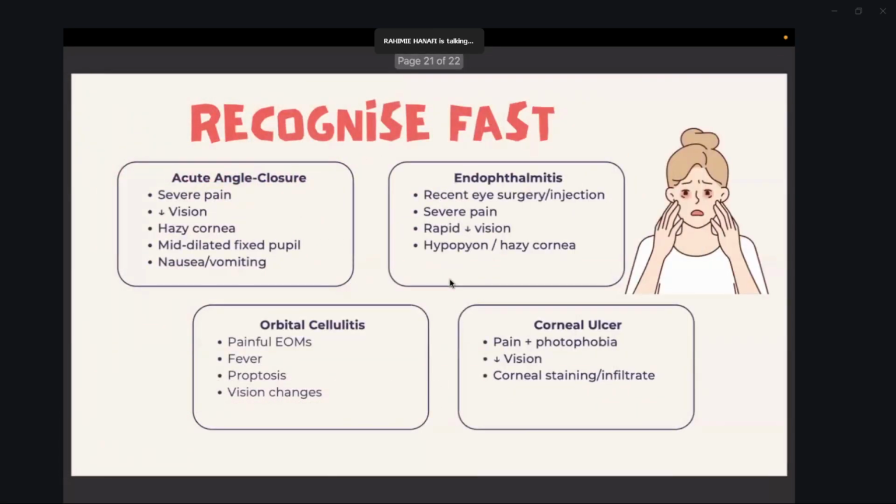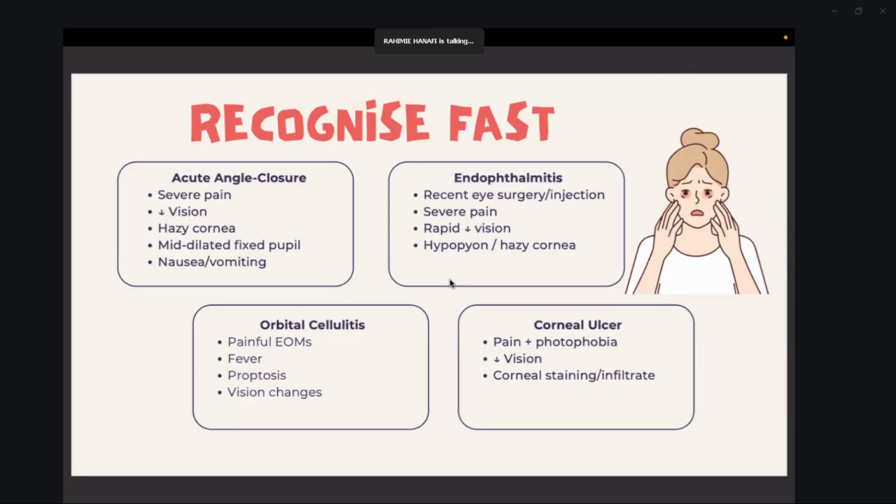Okay, so recognize fast, also an important slide. Take a snapshot of this. AAC: acute angle closure, severe pain, reduced vision, hazy cornea, mid-dilated fixed pupil, nausea, vomiting. Think of AAC. Endophthalmitis: any recent eye surgery or injection, severe pain, rapid reduced vision, hypopyon, hazy cornea, think of endophthalmitis.